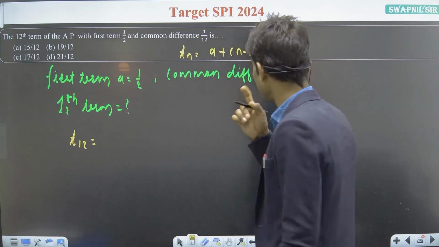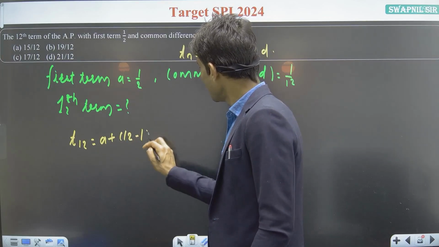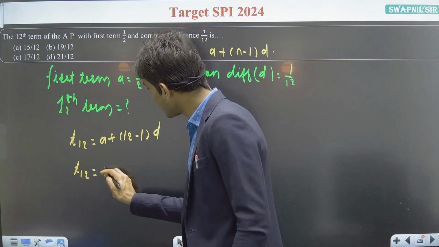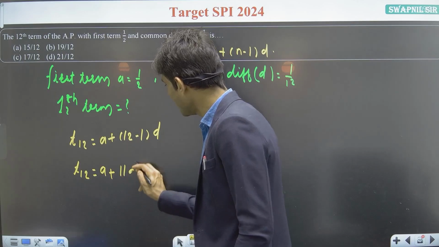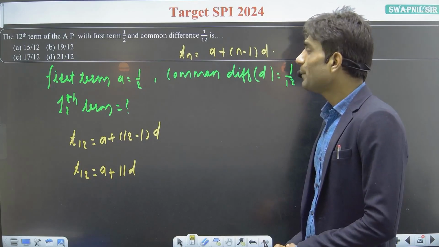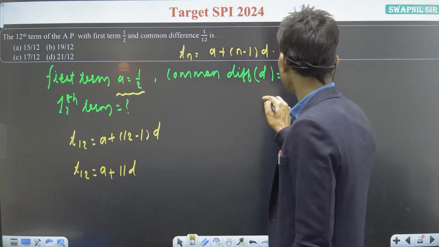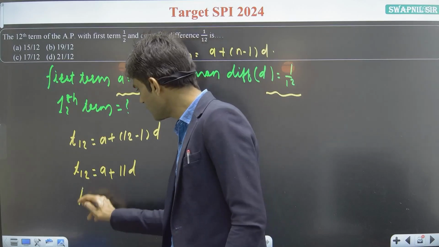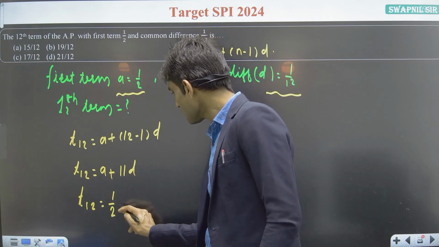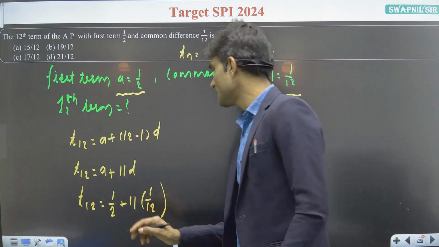So T12 can be written as A plus 12 minus 1 into D. 12 minus 1 means 11, so the 12th term of our arithmetic progression is A plus 11 times D. Now we have the first term A, which is 1 by 2, and the common difference 1 by 12. Substituting, T12 is 1 by 2 plus 11 times 1 by 12.